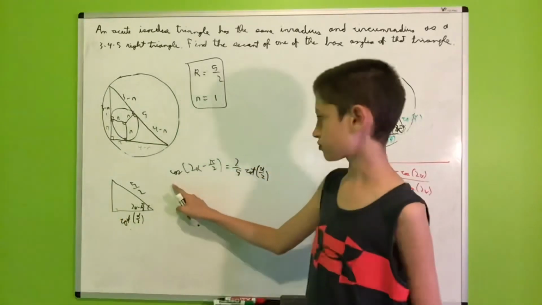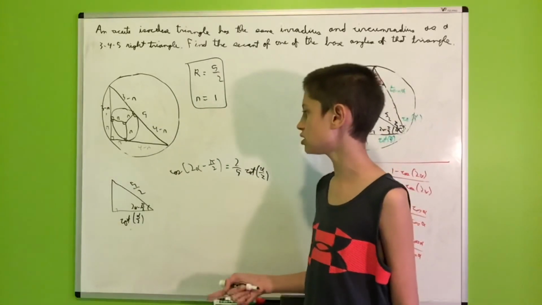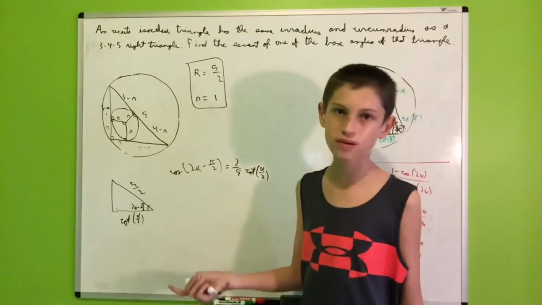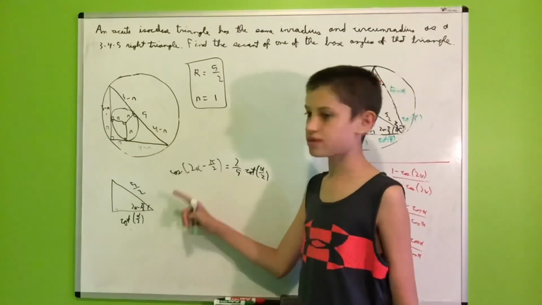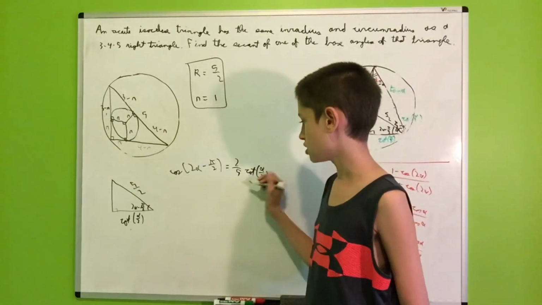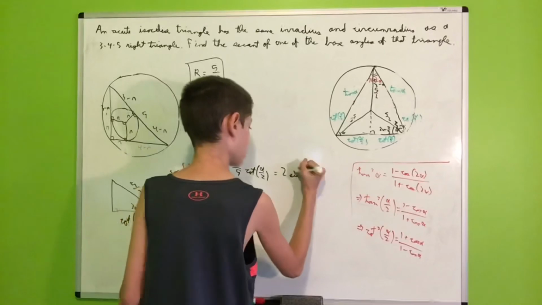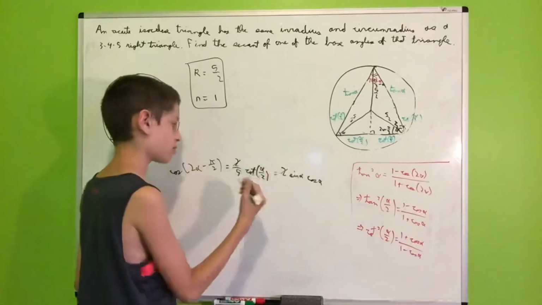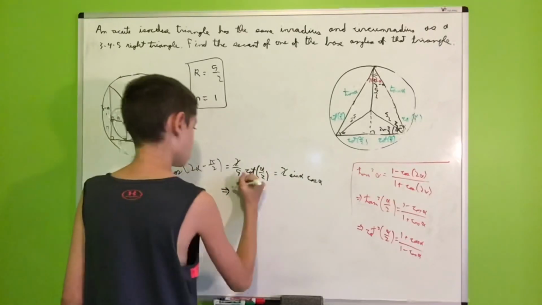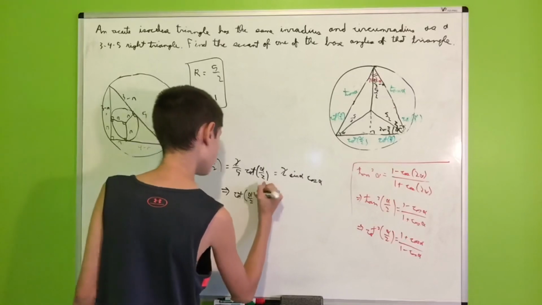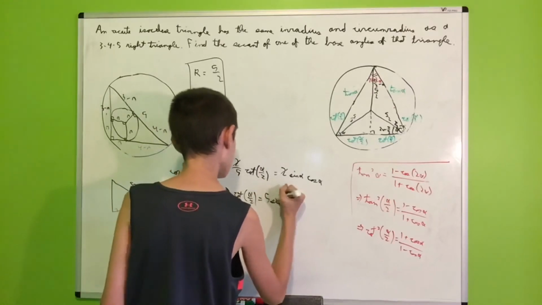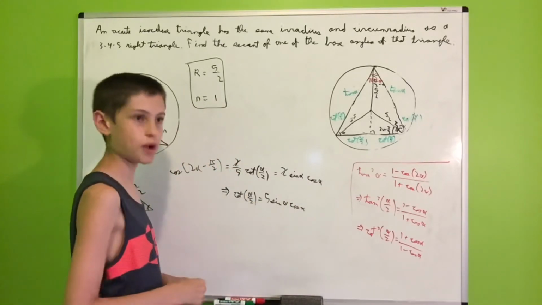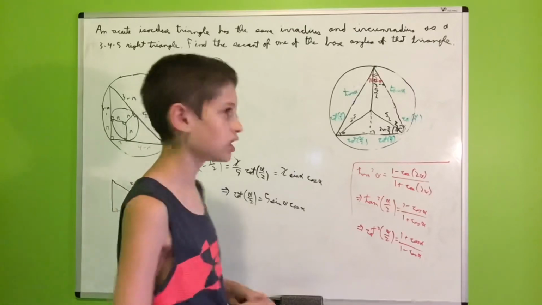But then, let's see. Cosine of 2 alpha minus pi over 2 is simply, because cosine is an even function, cosine of pi over 2 minus alpha, minus 2 alpha. And then this is simply sine of 2 alpha, which is 2 sine alpha cosine alpha. And then dividing both sides by 2 and multiplying both sides by 5, we get that cotangent alpha over 2 is equal to 5 sine alpha cosine alpha. So now we have a trigonometric equation in alpha which we can solve after we erase the board.